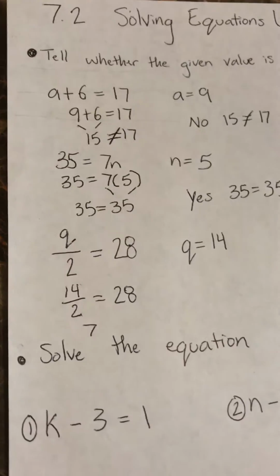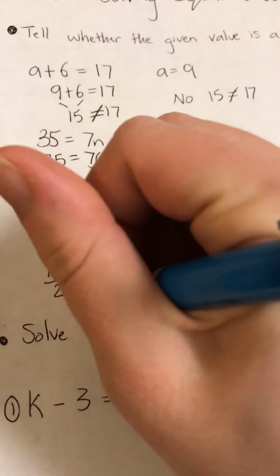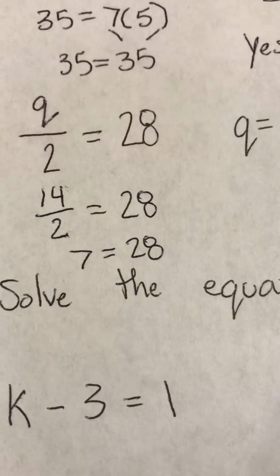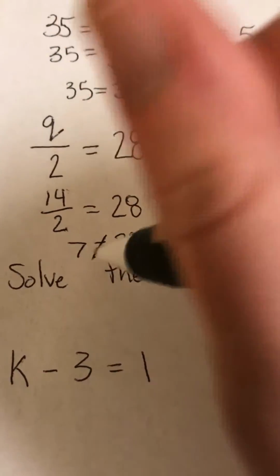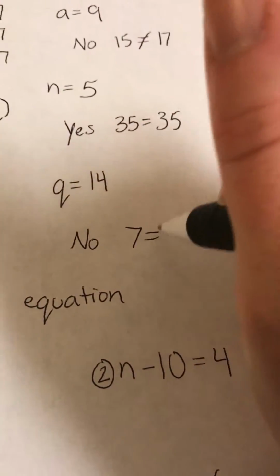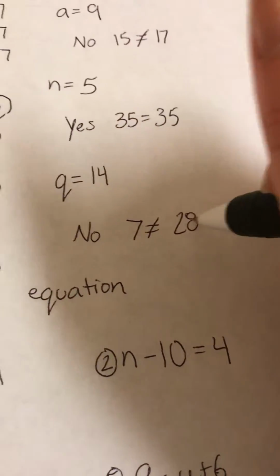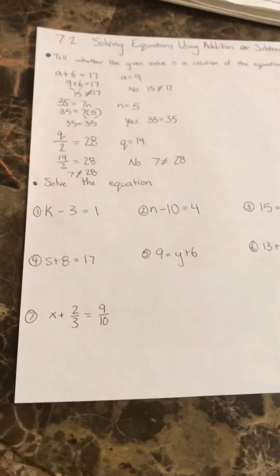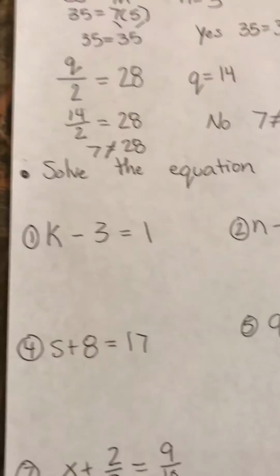All right, so 7 equals 28. Is that true? Does 7 really equal 28? It does not. So you're going to go over here, you're going to write no, 7 does not equal 28. All right, next. Next is just solve the equation. I have a couple problems written down, so we're going to work on these.